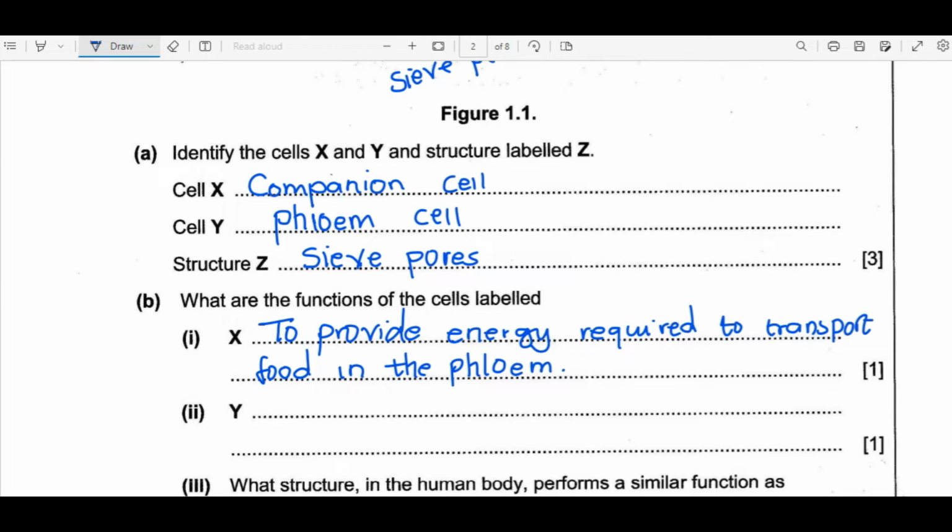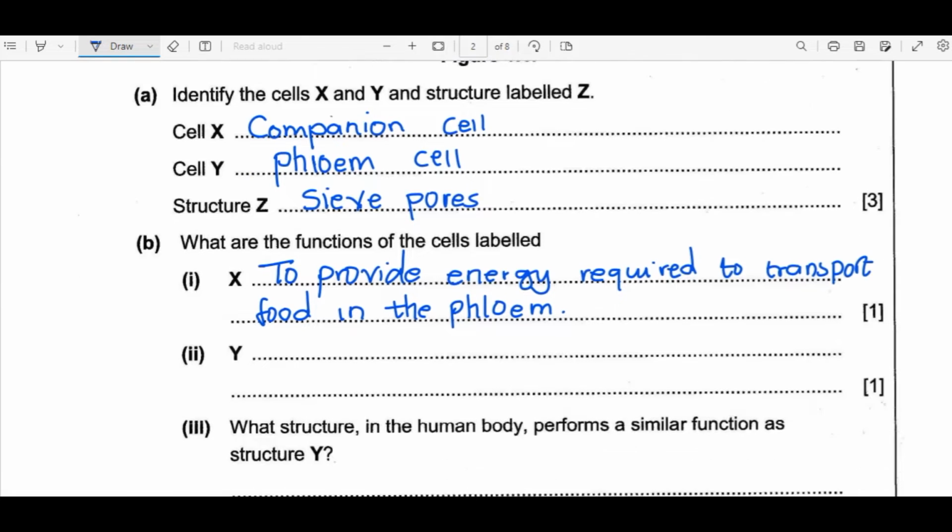Okay, we move on to Roman number 2. We want the function of cell Y. Y is phloem. Number 1, it is a vessel, and this vessel transports the manufactured food from the leaves to all parts of the body. Why do we say from the leaves? Because the leaves are the area of manufacturing, where the process of photosynthesis takes place. So that is the function of phloem.